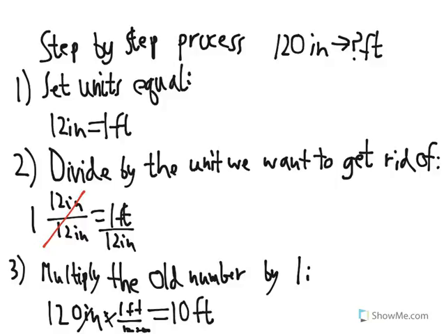So by following these 3 steps, you first find 2 units and set them equal. Then you divide by the one you want to get rid of, and then you take this thing you found, which should now equal 1, and you multiply the thing you're converting by it. And this works both for things with 1 unit, like 120 inches, and as well as a more complicated problem that I'm going to show you in just a second.